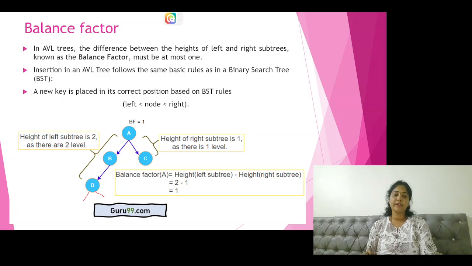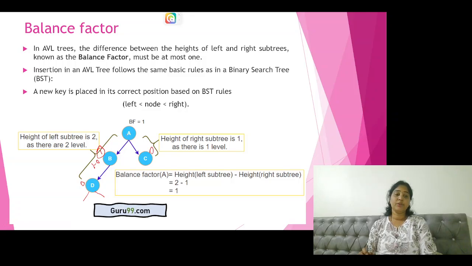So the height of the left subtree is 0 and the right subtree is also 0, so the balance factor of this node is 0. Coming to B, we have one left child but no right child, so 1 minus 0, the balance factor is 1. And consider C: there are no left or right children, so 0 minus 0, left minus right actually. The balance factor is 0.